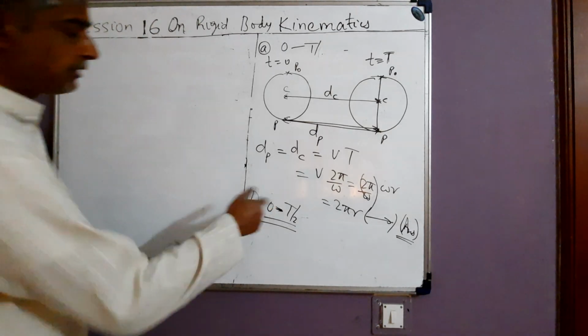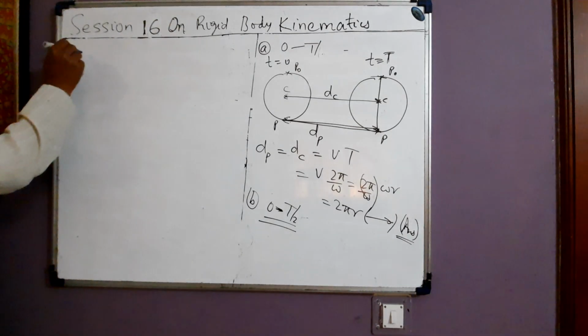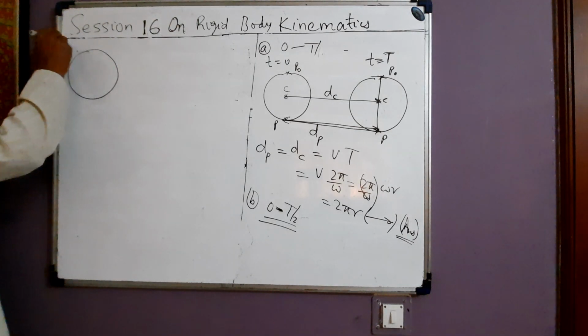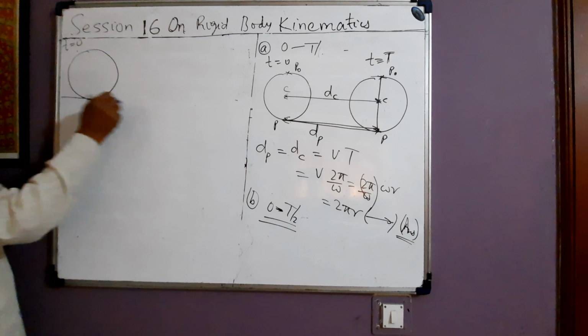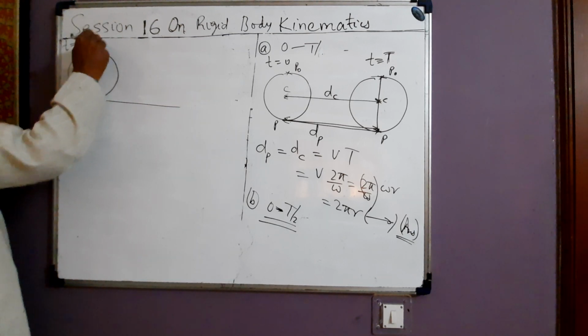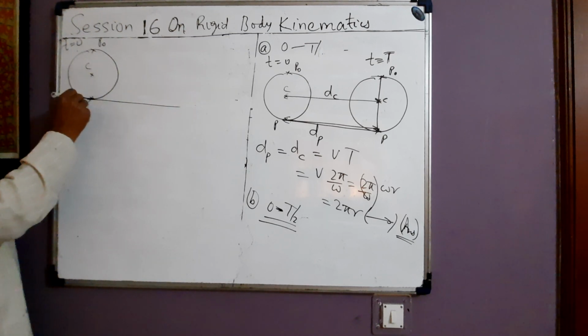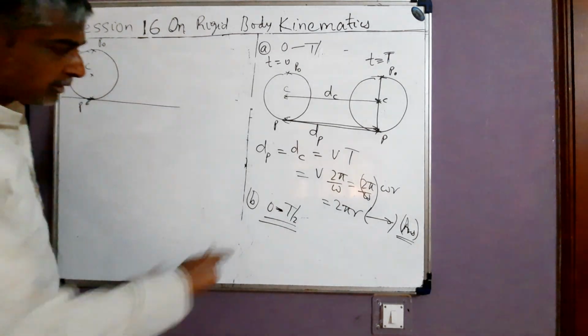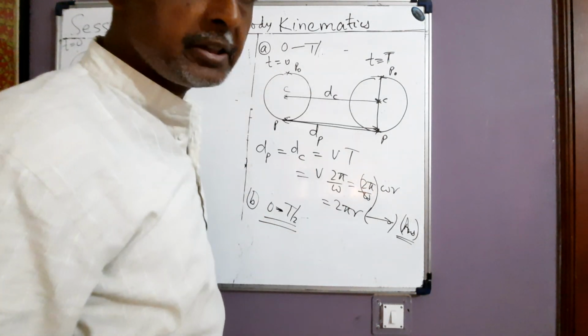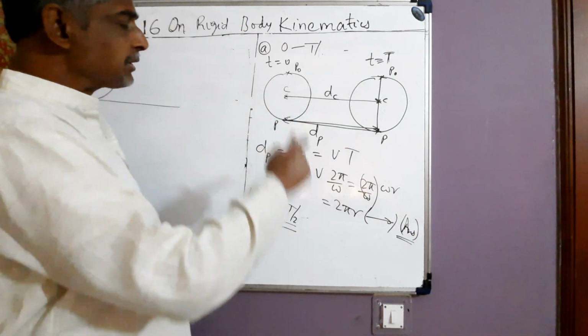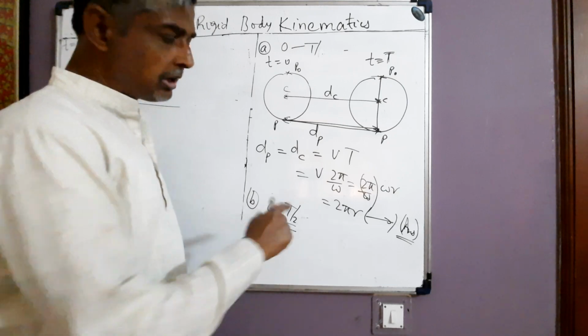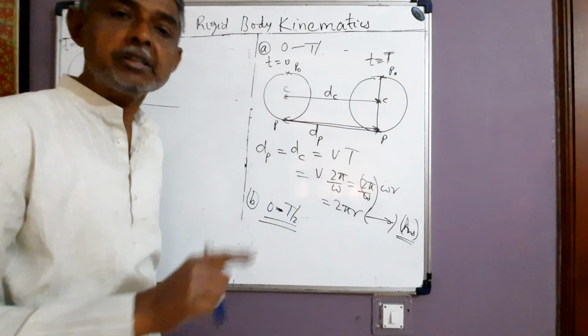So now 0 to T by 2. Again I draw the diagram here. This is the drum at time 0. P0 is the highest point of the drum. C is the center. P is here. In time capital T by 2, the drum will turn through 180 degrees, because in one full time period it will turn through 360 degrees. So in half the time period it will turn through 180 degrees. That is pi radians.